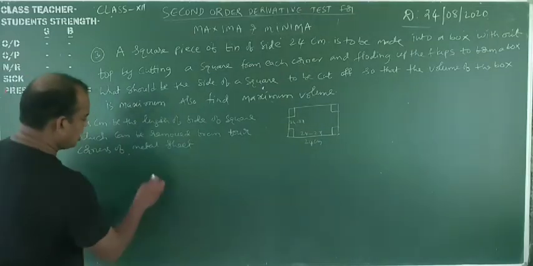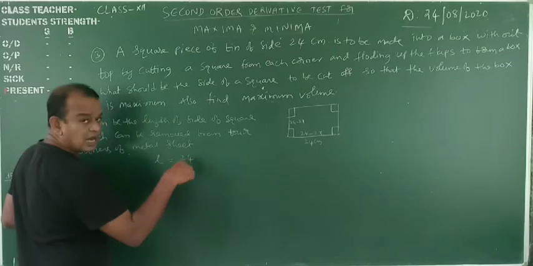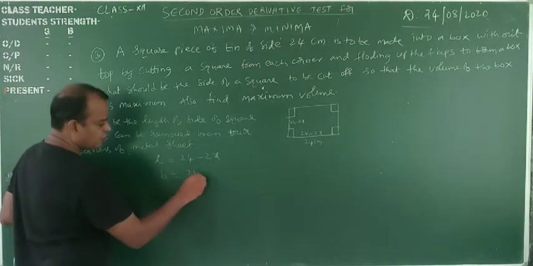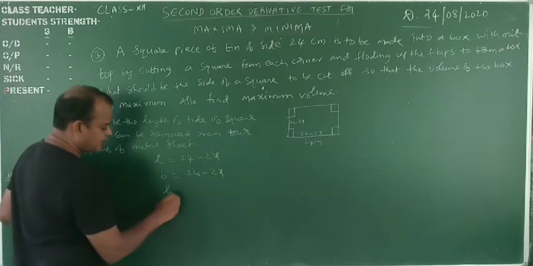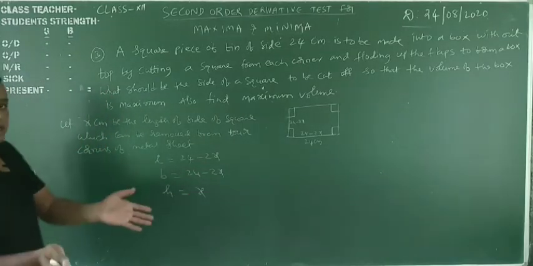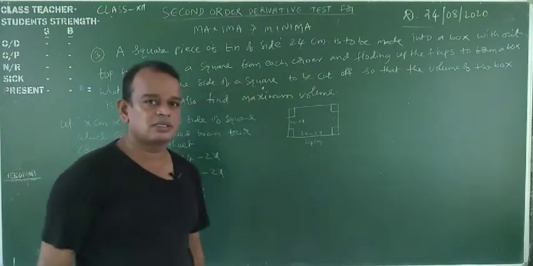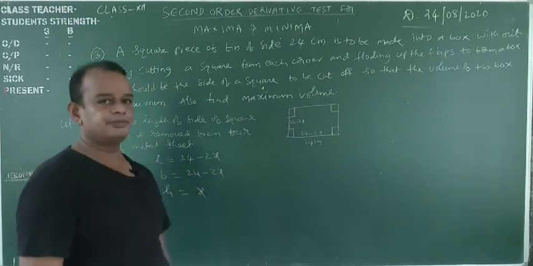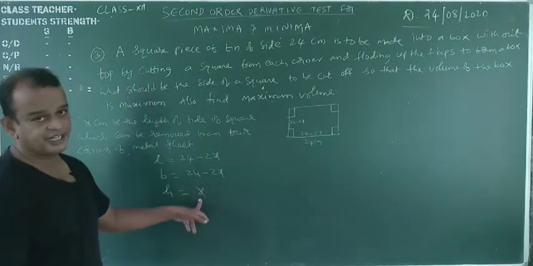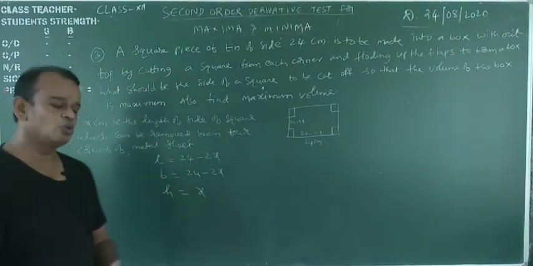Now you go to the length. What is the side? The box length is 24 minus 2x, breadth 24 minus 2x, height is equal to x. The flaps will be folded into the box. It is not a square base cube, because the length and breadth are equal but the height is different. It is not a cube, it is an open cuboid.